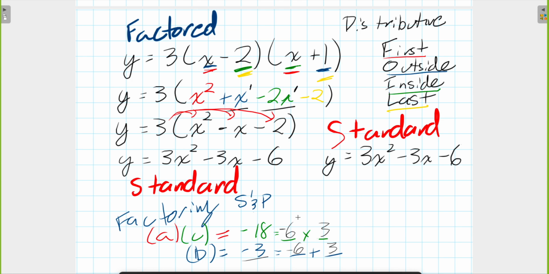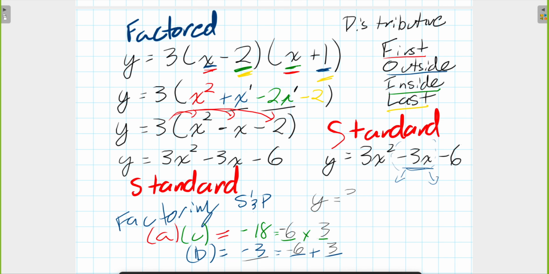-6 plus 3 gives us -3, and -6 times 3 gives us -18. So in this sum and product, we do some decomposition. That's another term for this. We're going to decompose this middle term. Essentially, we can take -6x and +3x and split this term into those two values. I'll explain what I'm doing as we go.